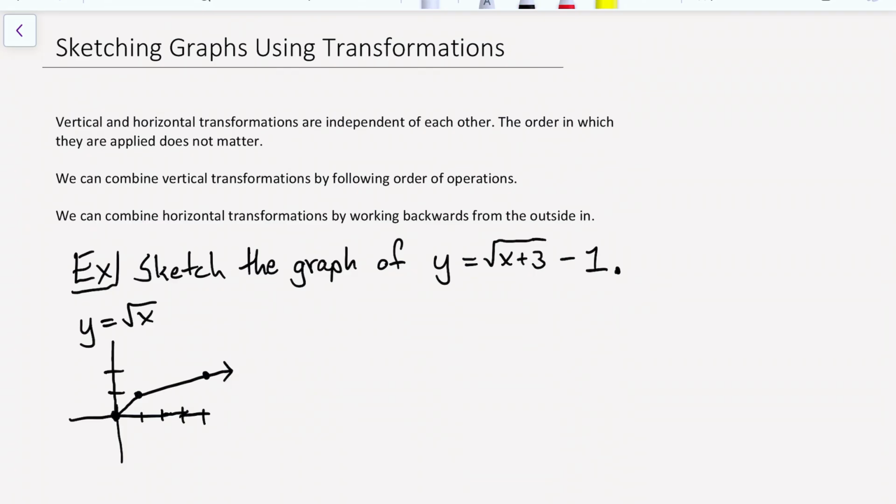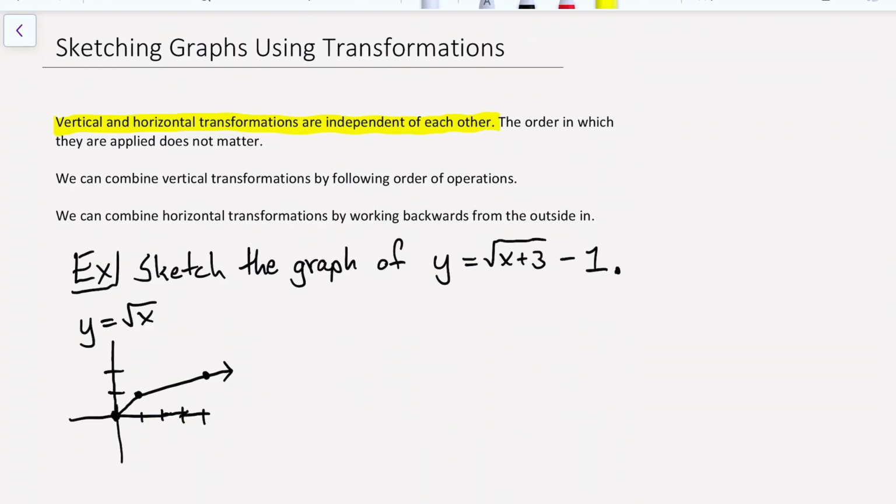The first thing I'd like to note is that vertical and horizontal transformations are independent of each other. So when you're talking about how the x values are changing and how the y values are changing, it does not matter in which order you apply those transformations.